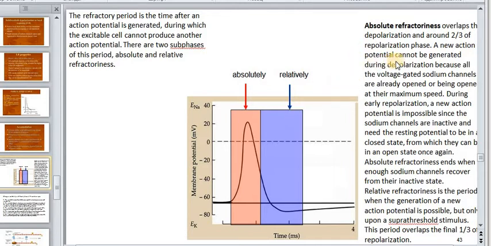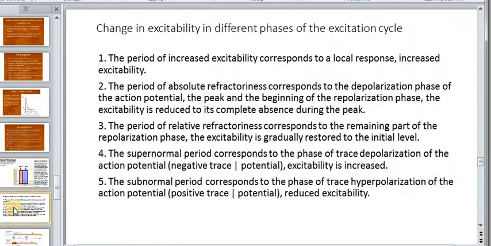A new action potential cannot be generated in this phase of absolute refractoriness, and after that, after some time, we have the relatively refractory period, and in this time the membrane and the cell can give an answer, very little, but can. So we have a change in excitability in different phases of the excitation cycle.